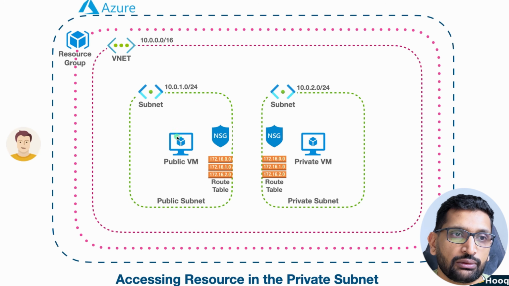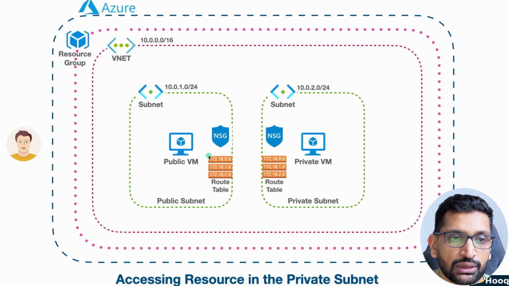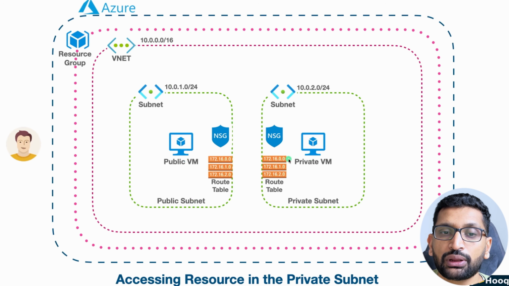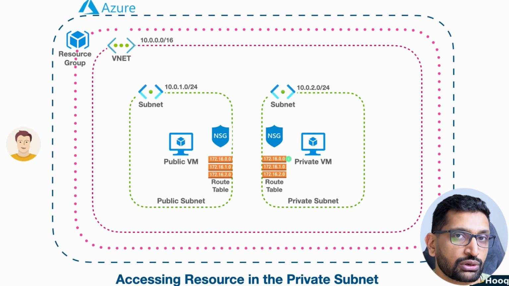So here is our setup where we have already done the VNet and subnet creation, and also we have set up the network security groups along with our route tables. We have two subnets, one is our public subnet and one is our private subnet. A user cannot directly jump and access a virtual machine present in the private subnet. They need to have a Bastion host, jump host, or a public virtual machine.